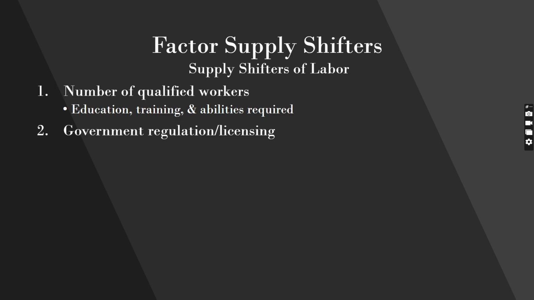Number 2 is government regulation and licensing. Perhaps the government is regulating an industry, and that's going to impact hiring, that's going to impact labor. Maybe it could impact other factors of production. Maybe the government decides to regulate AI, so that could limit the use of AI in the production process, so capital good investment, things like that.